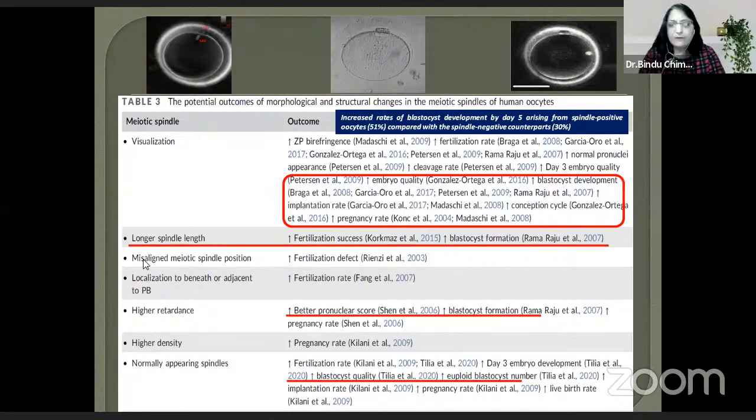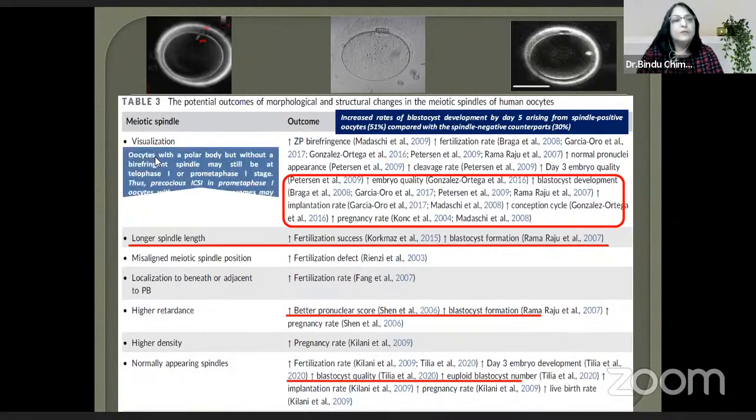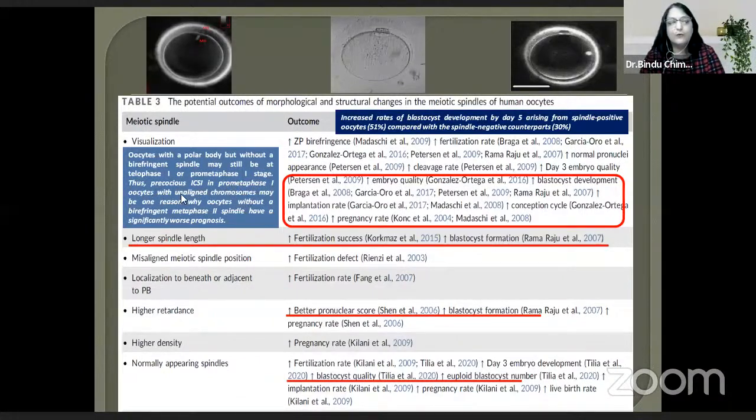Then apart from that, if it is a misaligned meiotic spindle, there may be fertilization defects. And normally appearing spindles, of course, have good quality blastocysts, and not only good quality blastocysts but euploid blastocyst number. So that is why I said that the nuclear maturation is not yet complete if the meiotic spindle has been displaced, and therefore the chances of chromosomal abnormalities will rise even if fertilization has occurred. Oocytes without a birefringent spindle may still be at telophase 1 or prometaphase 1 stage. Thus, precocious ICSI in prometaphase 1 oocytes with unaligned chromosomes may be one reason why oocytes without a birefringent metaphase 2 spindle have a significantly worse prognosis for blastocyst formation.